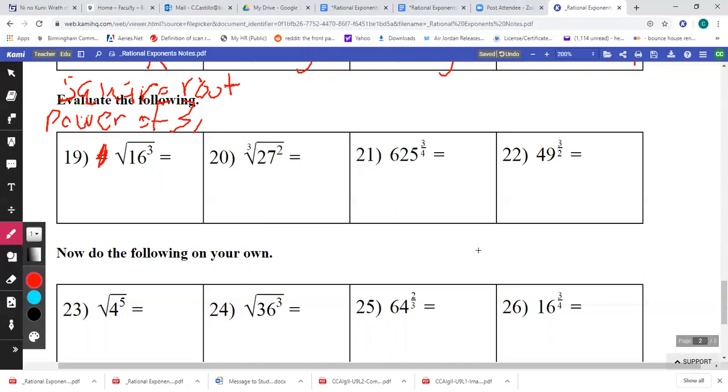And then so what it tells you to do is you see the 16. You have to do 2 things to the 16. You have to take the power of 3 and you have to do the square root. Now, whenever you see problems like this, it is always easier, and please, it is always do this first.